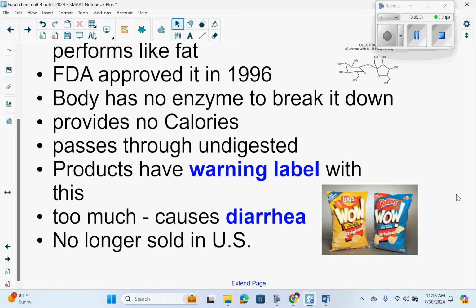If this is still around, which I believe it's no longer sold in the US, products have to have a warning label with this. So at that time when I graduated college, these potato chips came on the market. Okay, these were so good. So, you felt really good eating these, right? Because you could eat a lot and they weren't giving you a lot of fat. The problem was, if you ate too much of the olestra, they caused diarrhea. I personally didn't have this problem. I ate these with absolutely no problem. They were so good. But apparently, people had some bad reaction to it, so they're no longer sold in the US, but they were so good.